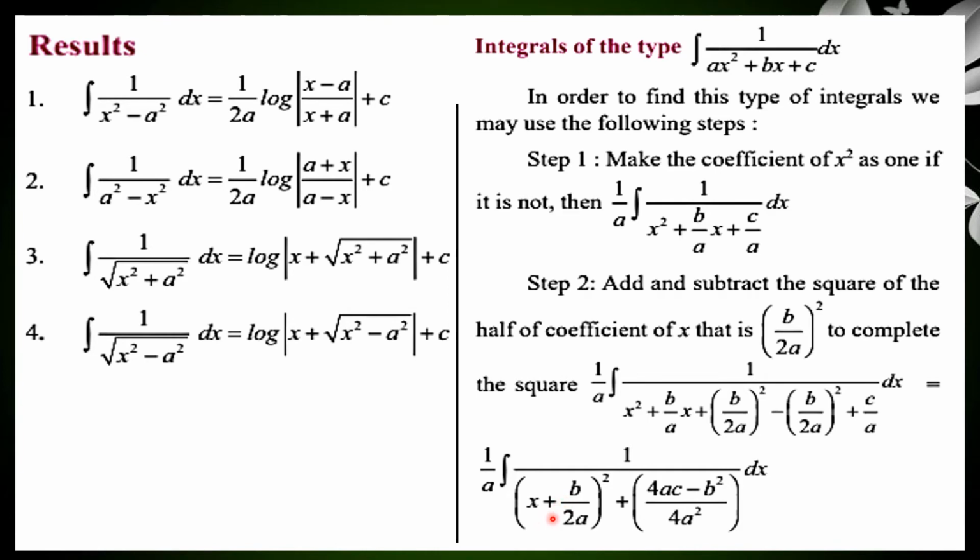And we will use this method for solving integrals of this type, and this now becomes of the form x square plus a square. So in place of x it is x plus b upon 2a, and we will use the formula 1 upon x square plus a square.